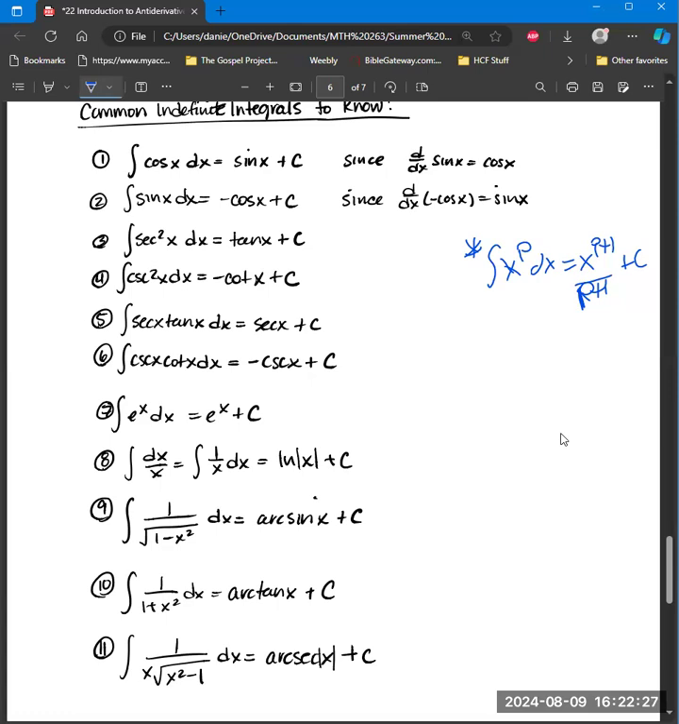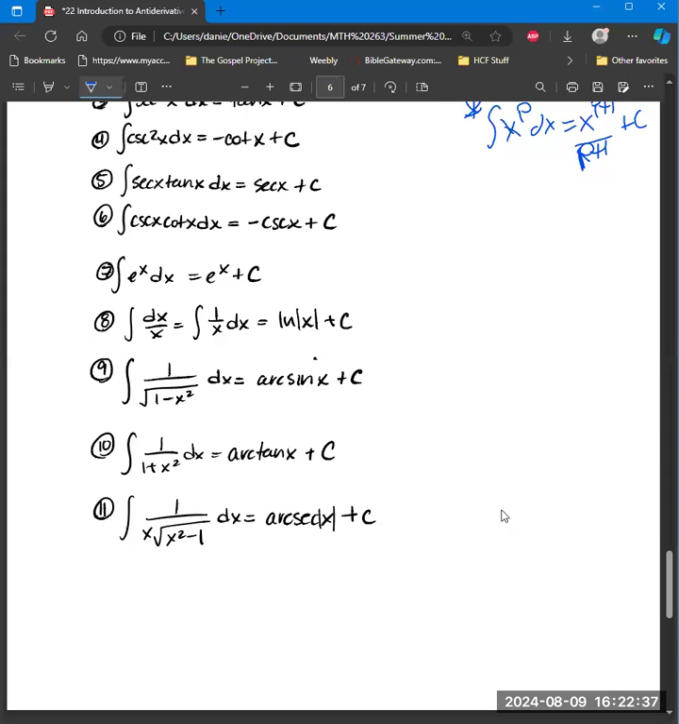We already talked about this one today, that the integral of e to the x dx is e to the x plus c. Explained why these are up here. We already talked about dx over x, or 1 over x dx, is ln of x plus c. And then these are really important for us to know in Calculus 1, so we're ready to use them when we get to Calculus 2.